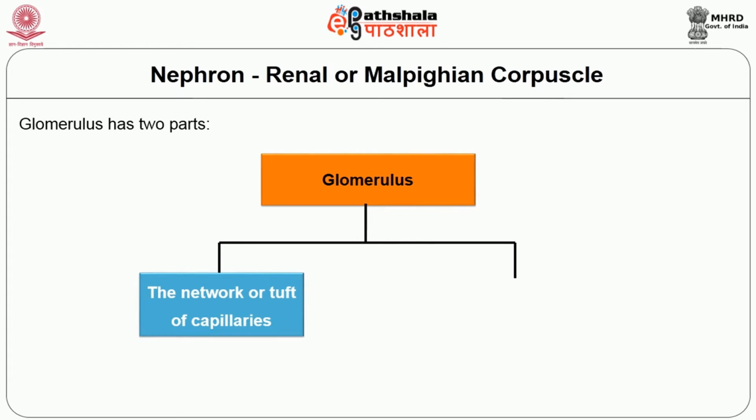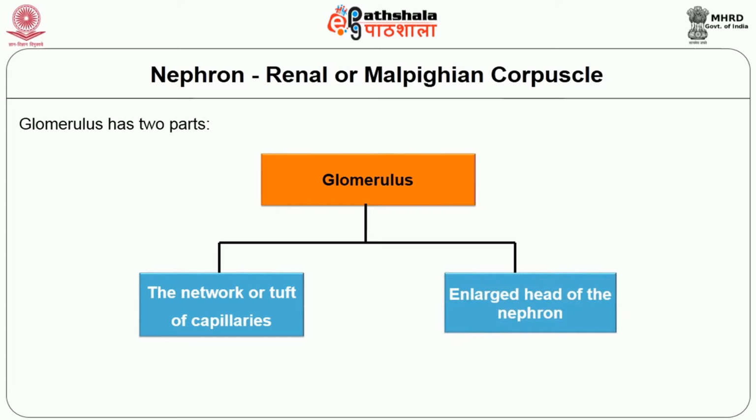The second portion is an enlarged head of the nephron which collects the filtered fluid. This part of the nephron lies in the renal cortex. It is lined by thin epithelial cells which allow for fluid and other substances in the blood to easily pass into the nephron. The capsule is formed by two layers, the inner visceral and the outer parietal layer. Its function is the filtration of blood, which forms the first phase of urine formation.